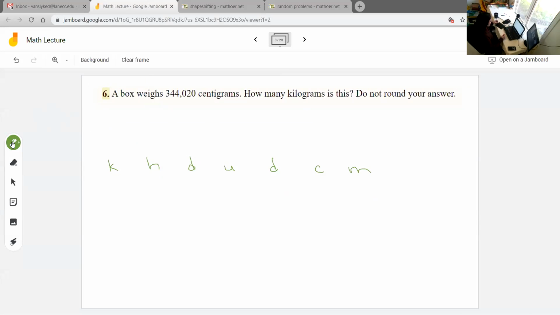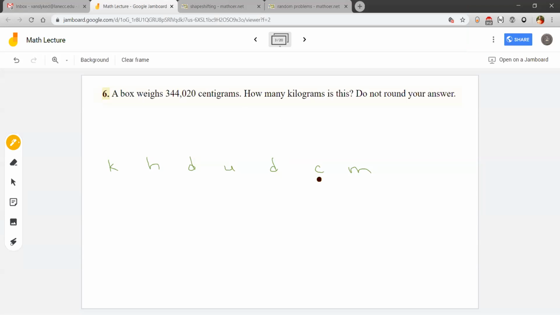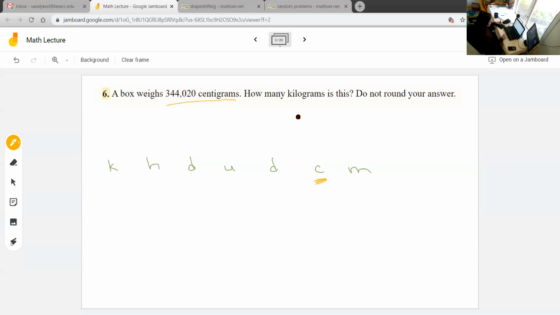So where am I starting? Which letter? At the U. The U, oh, wait, no. At the C. The C, the centa. Where am I going? Kilograms. The kilograms to the K.